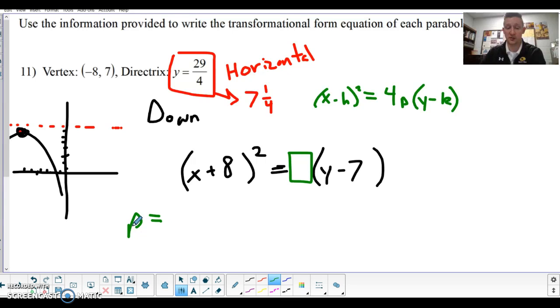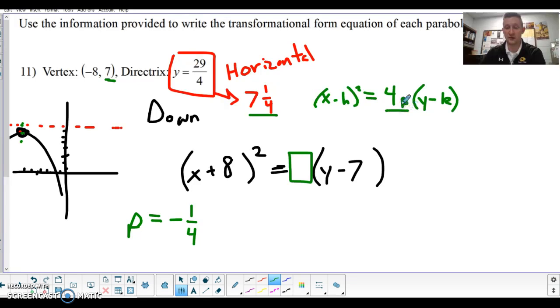I don't have a function, but what I do have is enough information that I know I went from the vertex to the directrix. There's a little bit of difference. Remember, the vertex was at -8, 7, and the directrix was at 7 and 1/4. So that means I went up 1/4 of a unit to get to the directrix. And p is going to be the opposite of the directrix. So p will be -1/4. Meaning I'm going to go down 1/4 of a unit to get to the focus. That would make sense because the focus is inside of the parabola. So p is -1/4.